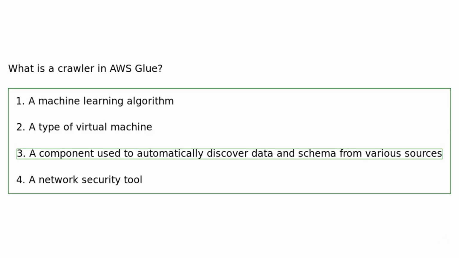The correct answer is a component used to automatically discover data and schema from various sources. In AWS Glue, a crawler is a component that automatically scans and discovers data and schema from various sources, enabling easy ingestion and processing of data.